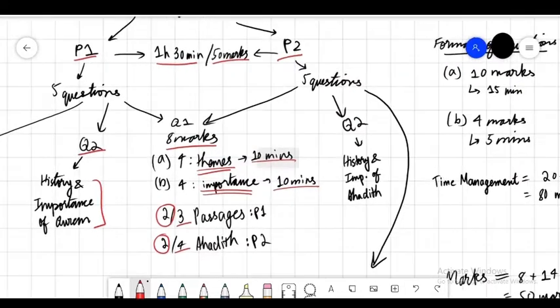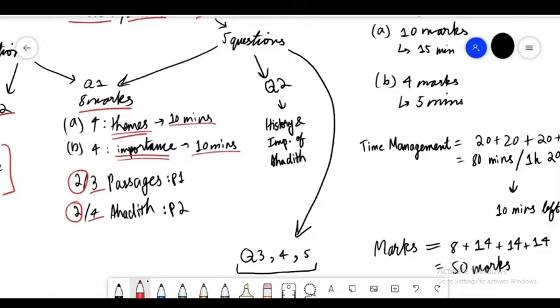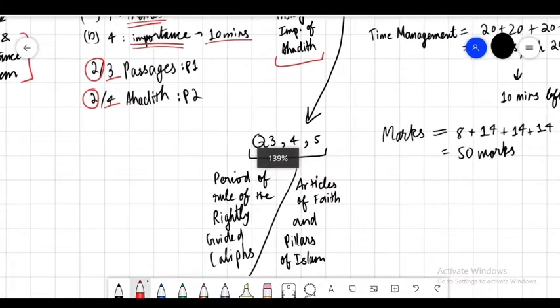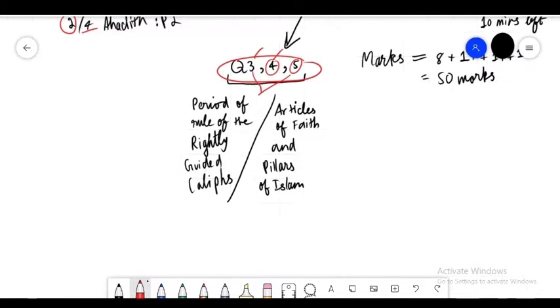Now talking about paper 2. Question 2, again the compulsory one, is from the history and importance of ahadith, and for the rest of the 3 questions you're given an option. You have to attempt either this or this, this or this, or this one or this one. These 3 can either be from the period of the rule of the rightly guided caliphs, or from the articles of faith and the pillars of Islam. Again, prepare for both of the topics because you're never sure what's going to come in the exam.